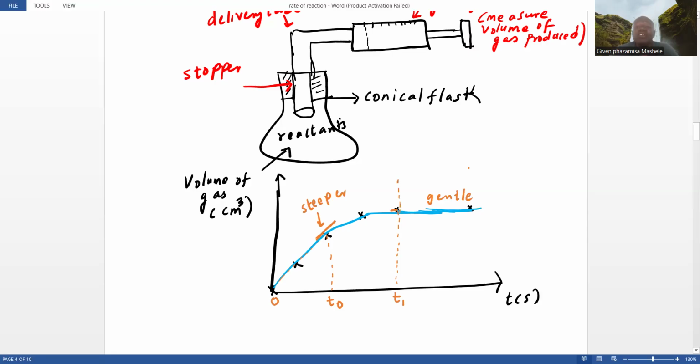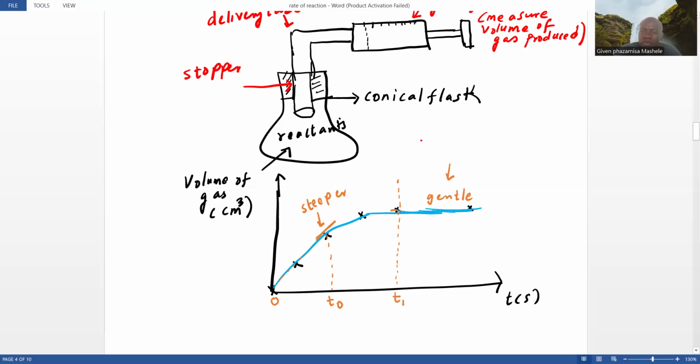Remember, after T1, the volume produced is now the same. It's actually constant. So what does this mean? It means that the reaction has stopped after T1. This is an indication that the reaction has actually stopped after T1.